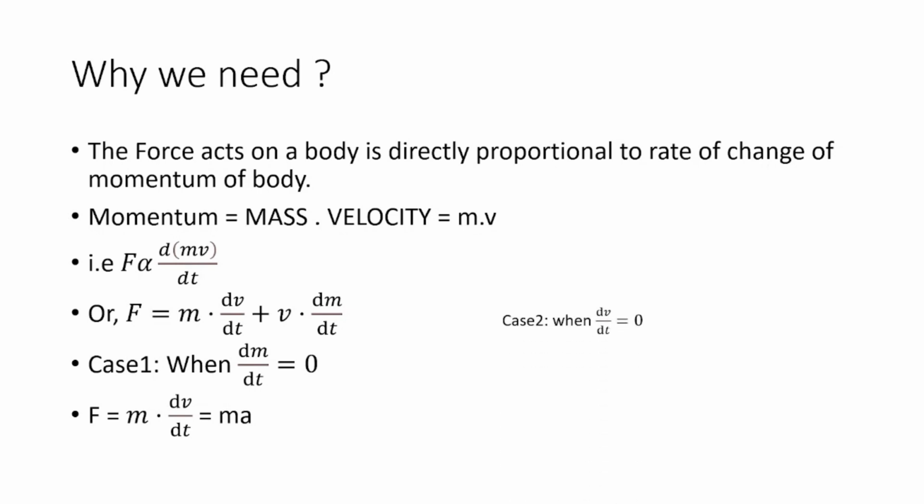Now case second, when dv by dt is equal to 0. Then this term vanishes and only this term remains, that means v multiplied by dm by dt.